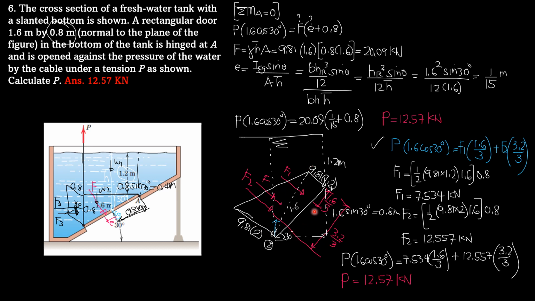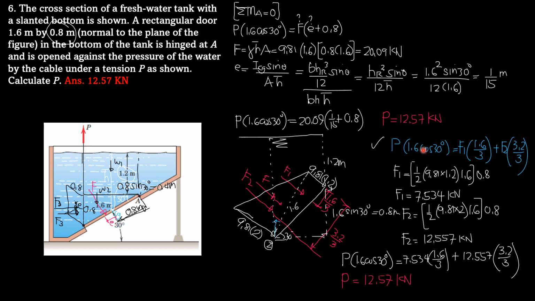Then F2 is the area of this bigger triangle, 1/2 of 9.81 times 2 times height, which is 1.6 meters, then perpendicular to the screen, 0.8. So it is 12.557 kilonewtons. If you add 7.534 and 12.557, it should be equal to F in the first solution, where F is 20.09. So just check using your calculator there.